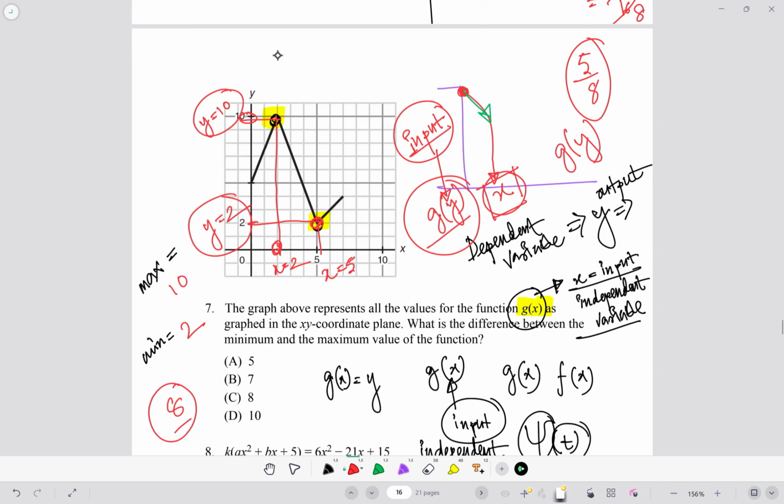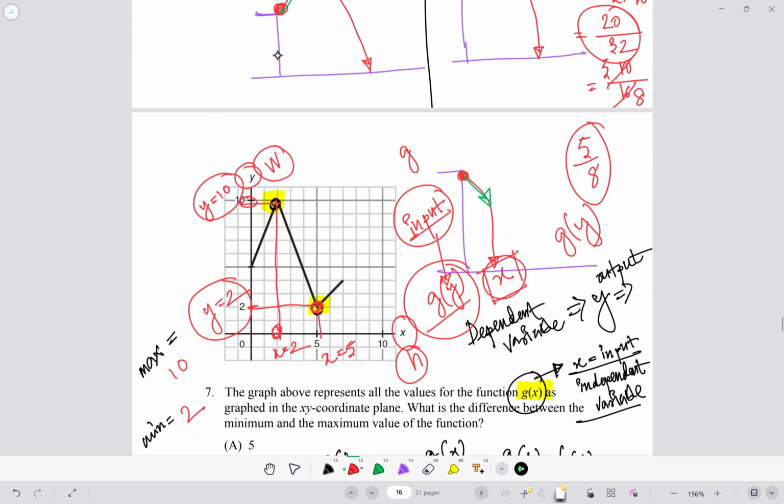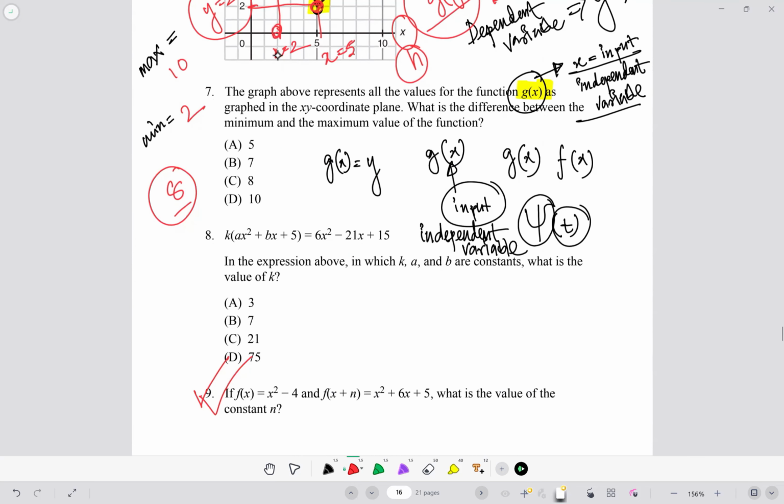You won't find a problem like this, but maybe they're just going to change this variable to some other letters. Maybe this is going to be W, and this is going to be, for example, H. Just think about this problem. Maybe the function can look like g of W equals something, and what is the minimum and maximum value of H? Just try to make your mind work a little bit about the mathematics, and you can automatically relate, because you already know a lot of things anyway.